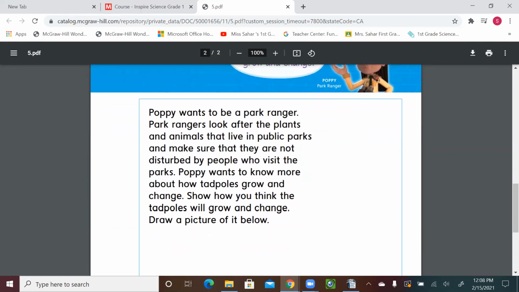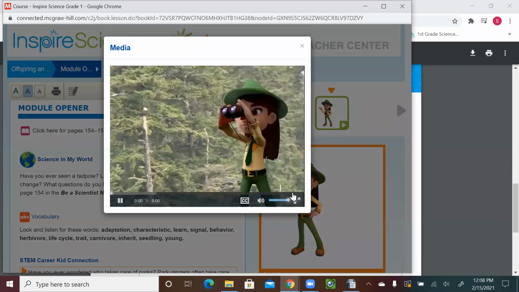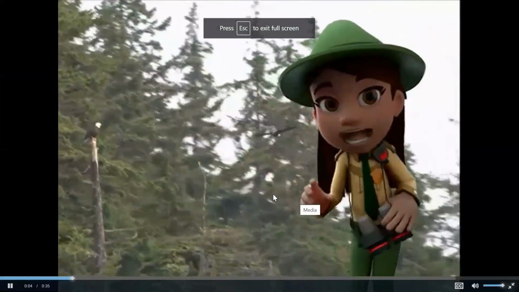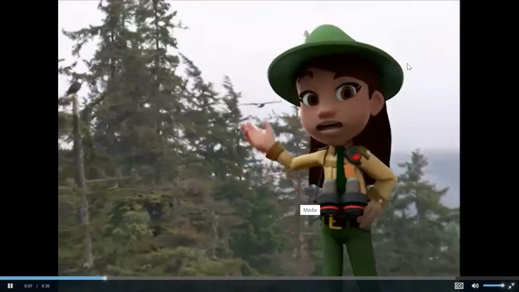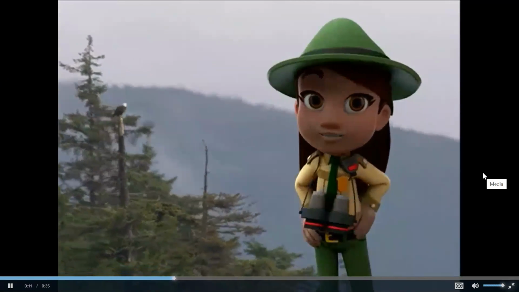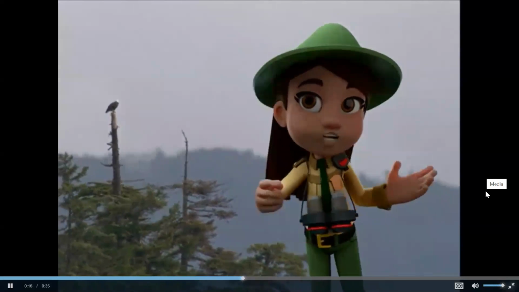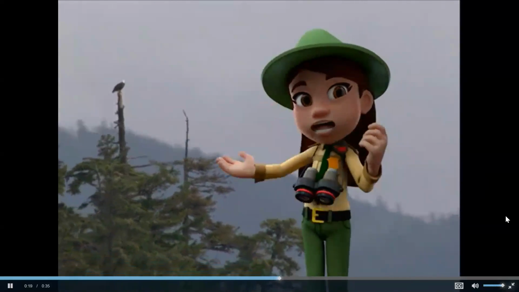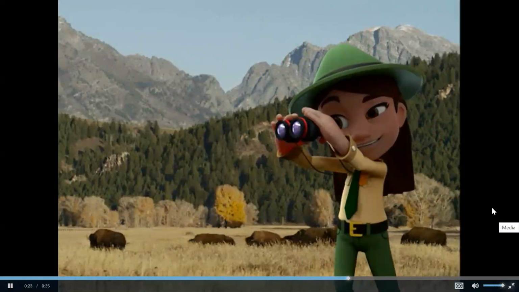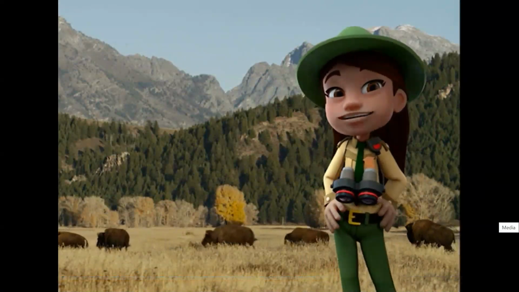Let's meet our friends here. Poppy, let's see. Oh, hello! I'm Poppy, and I just spotted a bald eagle with my binoculars. I love watching wildlife. That's why I want to be a park ranger when I grow up. Park rangers protect and preserve the park and help keep people safe from dangers within the park. To be a park ranger, you have to know a lot about plants and animals. That's why I try to observe them as much as I can. If you like plants and animals and being outdoors, then you might want to be a park ranger too.